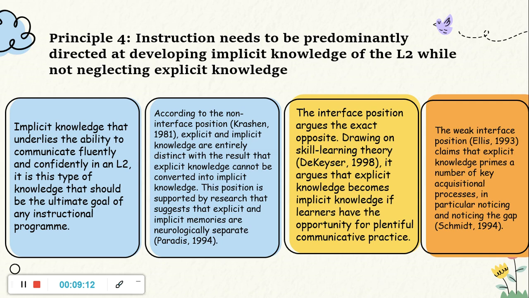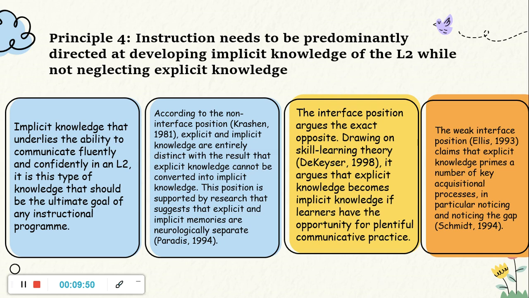Okay, as we can see on the screen, we are going to principle number 4. Instruction needs to be predominantly directed at developing implicit knowledge of the L2 while not neglecting explicit knowledge. Implicit knowledge underlies the ability to communicate fluently and confidently in an L2. It is this type of knowledge that should be the ultimate goal of any instructional program.